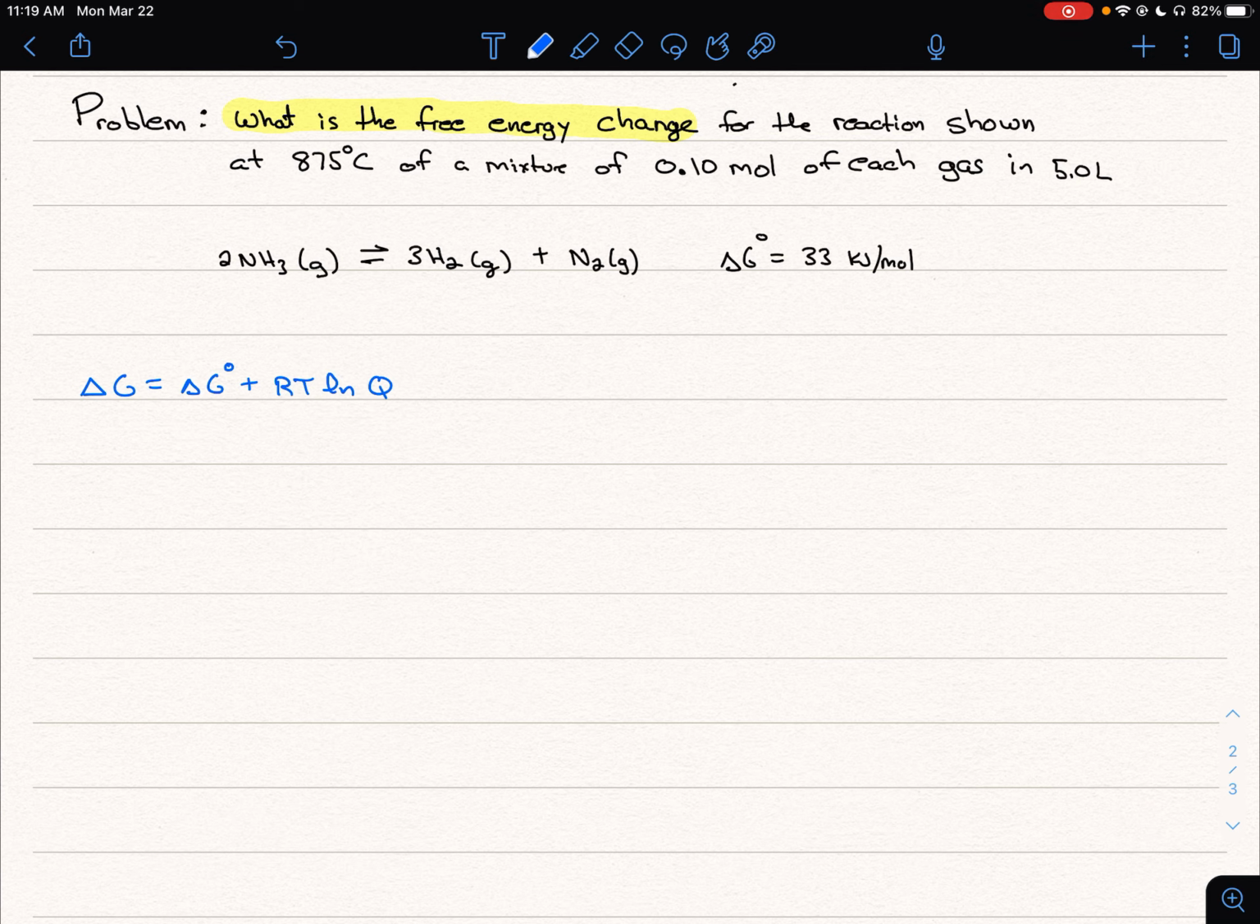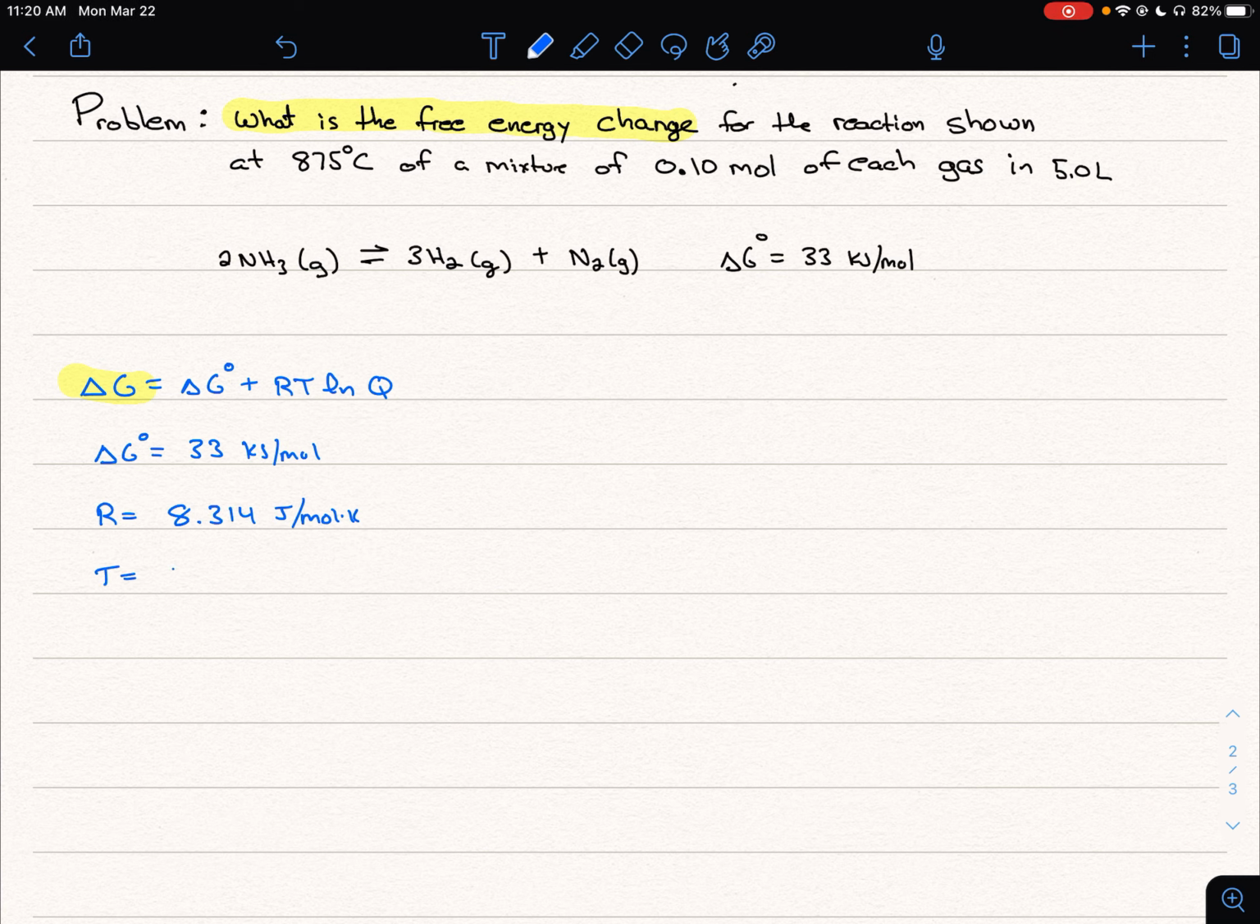So now we can think about what do we know for this equation. We're trying to find delta G. So delta G is what we're looking for. So what do we know? Delta G naught is given to us in the problem, right? So that's this 33 kilojoules per mole. We know R is the universal gas constant. We just have to watch our units on this, 8.314 joules per mole times Kelvin.